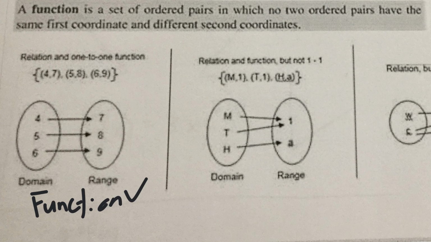Okay, we look at this one. M maps to 1, T maps to 1, H maps to A. So every time you see M, it's next to 1. Every time you see T, it's next to 1. Every time you see H, it's next to A. So each value in the input goes to only one value in the output. So this would also be a function.